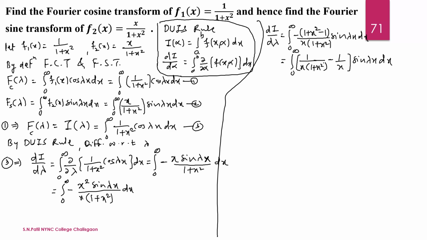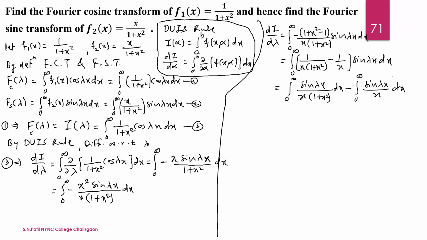Now sine lambda x is here, and we apply the linearity property of integration, meaning the integration of the first term and the integration of the second term. It can be written as the integral from 0 to infinity of sine lambda x divided by x times 1 plus x square with respect to x, minus the integral from 0 to infinity of sine lambda x divided by x with respect to x.